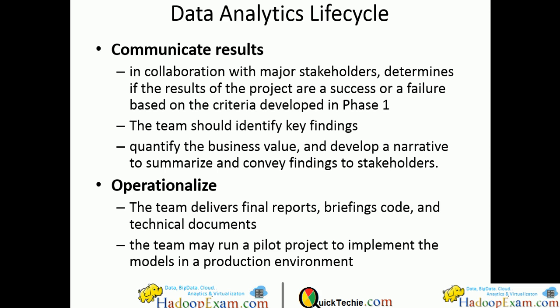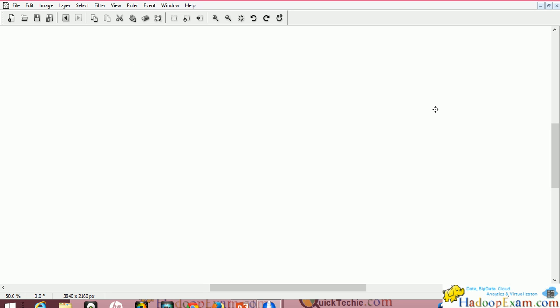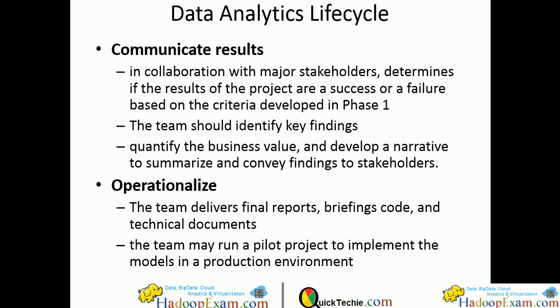Then operationalize. Once you have done the model building, it doesn't mean you are done with the project, because the model building part is an everyday activity. It will run every day with new data, as I have mentioned previously. New data keeps coming from the websites, and you should operationalize it. The team delivers the final reports, briefings, code and technical documentation. This code would be executed on a daily basis. The team may run a pilot project to implement the models in the production environment. So these are the various things that happen in data science projects.